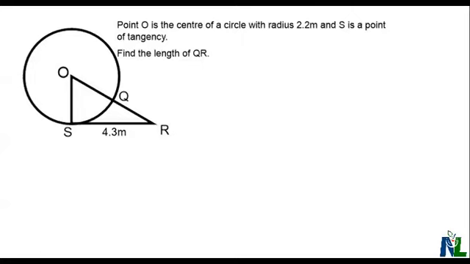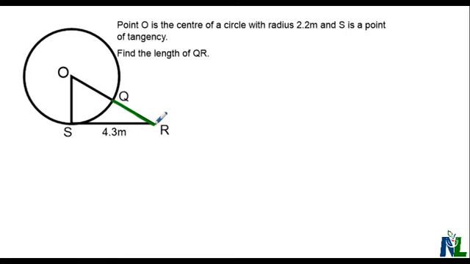We're going to look at how to use circle properties to find missing measurements. In the question that we're given here, we're asked to find the length of QR. So QR starts here at the edge of the circle and extends down to the edge of our triangle here, R. The other information we're given is that O is the center of the circle and that the radius of the circle is 2.2 meters.